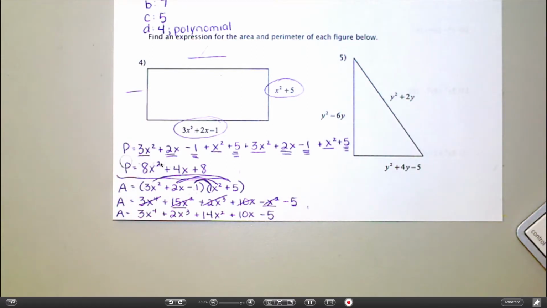Okay. How you doing on that? Does that make sense? The difference between perimeter and area? All right, let's look at the triangle. The triangle is going to be a little bit different. Just with the area, you're right, change your base and your height, and then you're good to go.